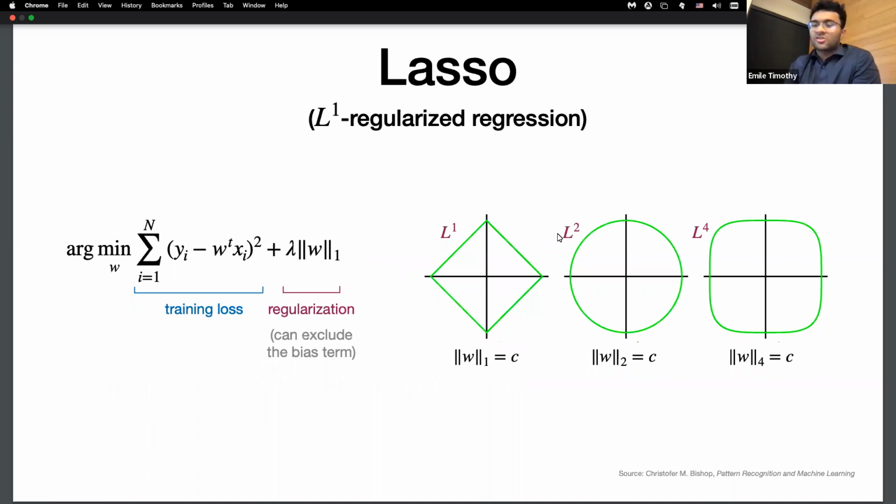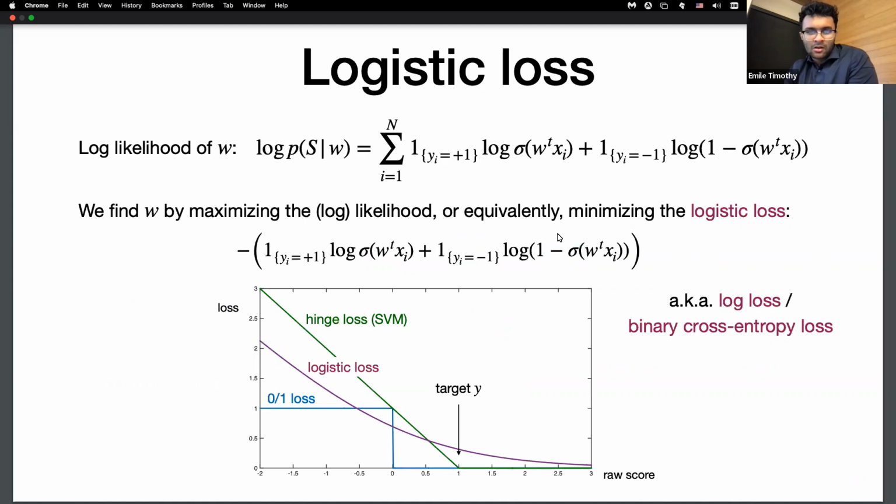So here are some visualizations of what LASSO or L1 regularized regression does. And here we're using the L1 norm of W. And then we have logistic loss, which is another loss for classification problems, where you have this log and you have these coefficients, which are indicators that act on the sum depending on whether your target variable is truly a 1 or truly a -1.